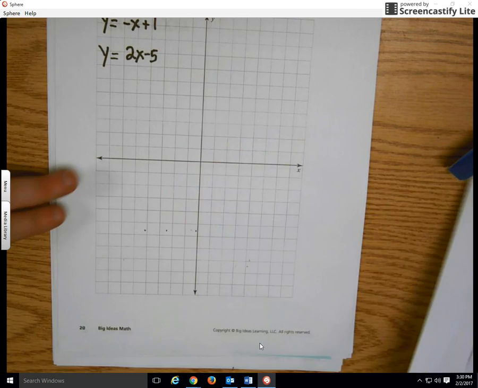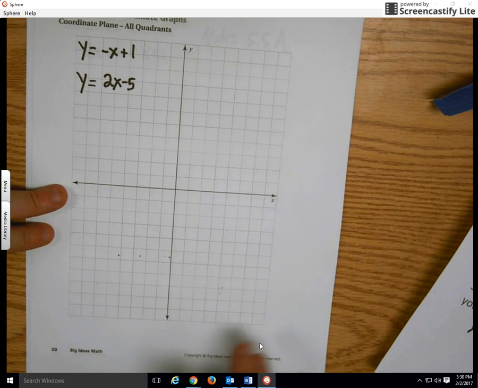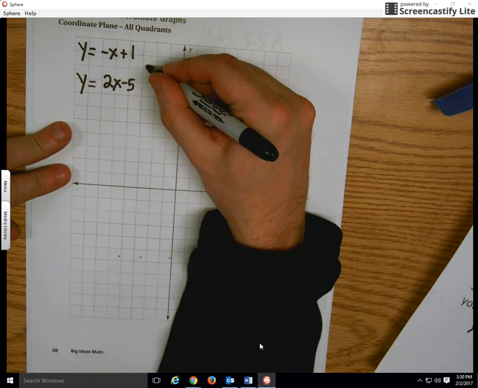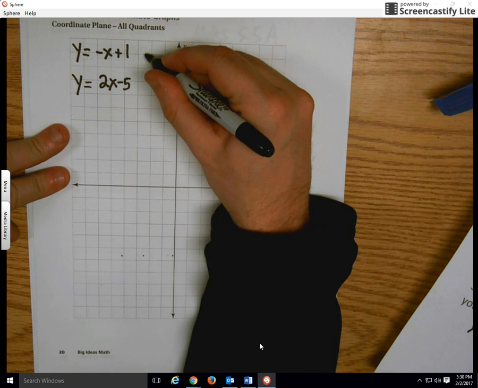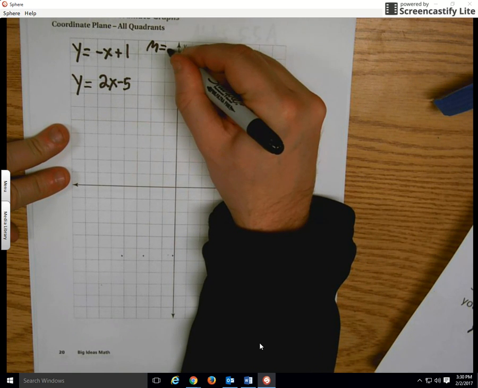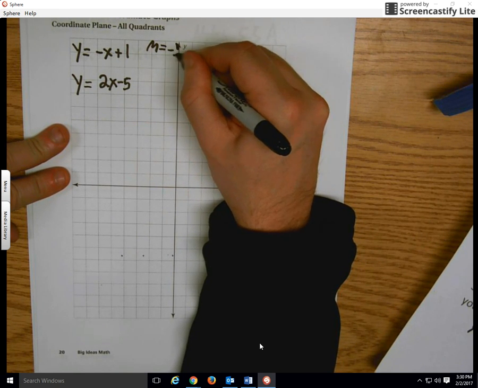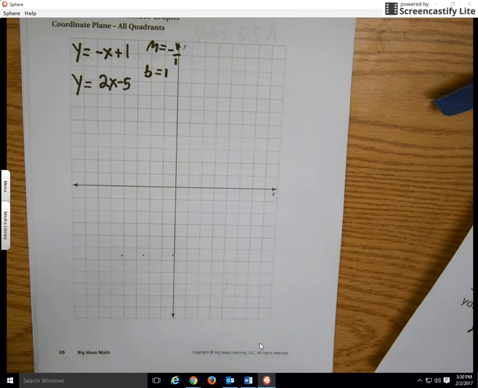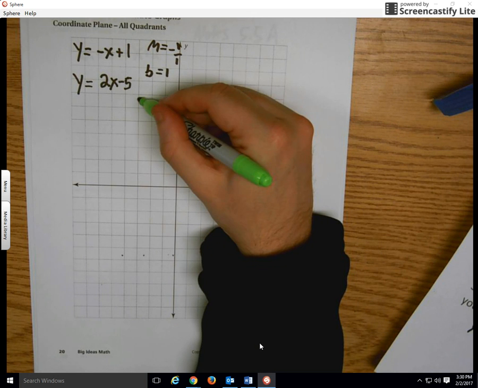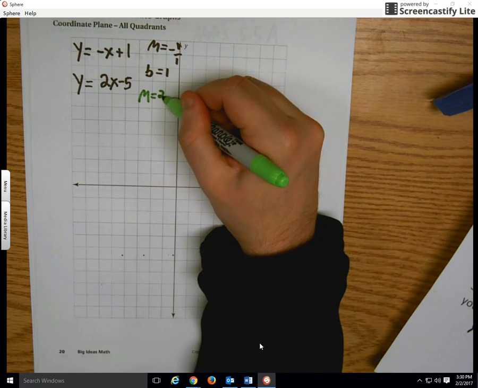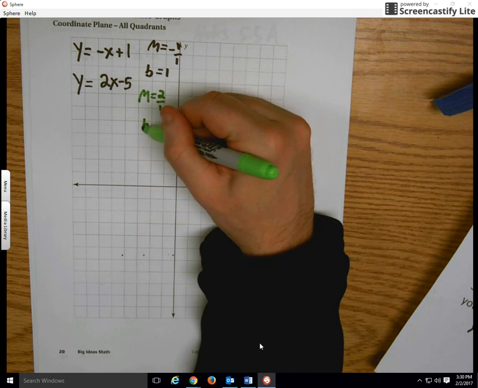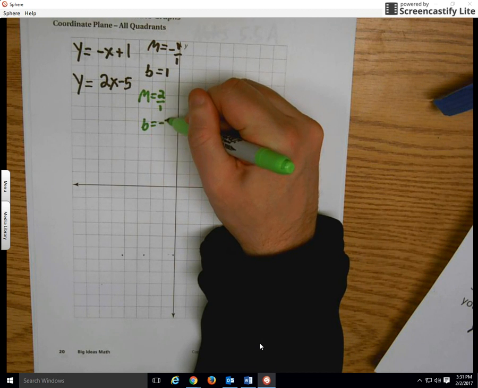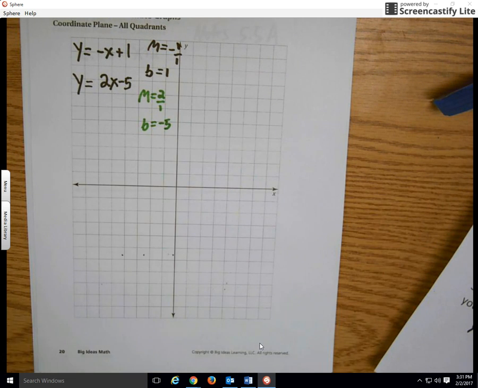I went ahead and wrote those equations on this coordinate plane. And remember, the graph is not challenging at all. We just find the m and the b. The m, or the slope, is negative 1 over 1, and the b equals 1. Easy. I can use a different color marker for the other equation just to help us keep track. The m on this one would be 2, we'll write it as 2 over 1, and the b, the y-intercept, will be negative 5. So let's graph both of these.